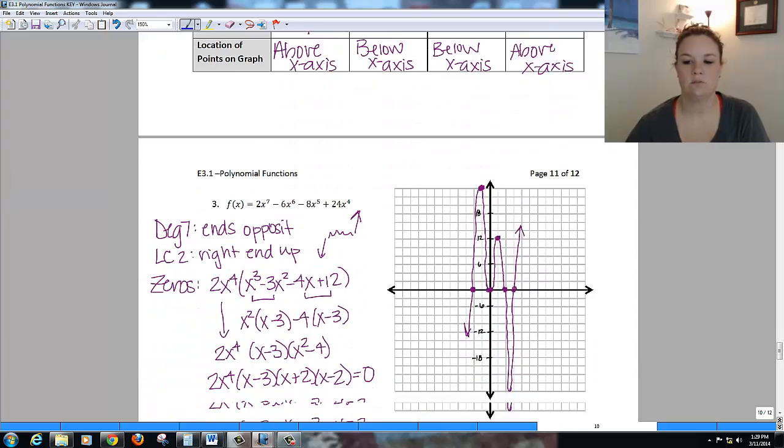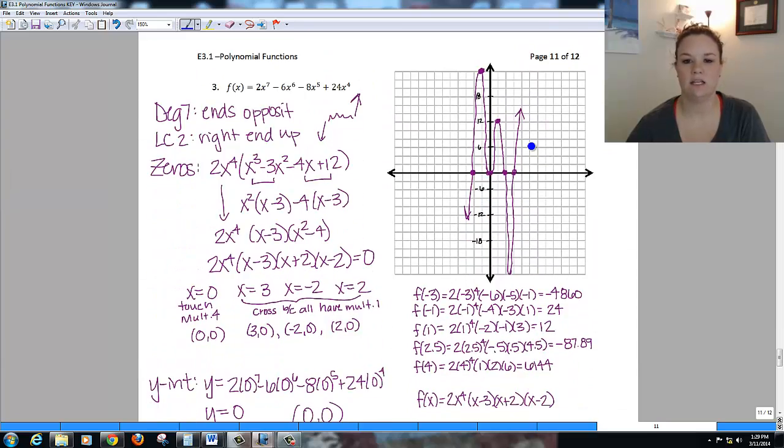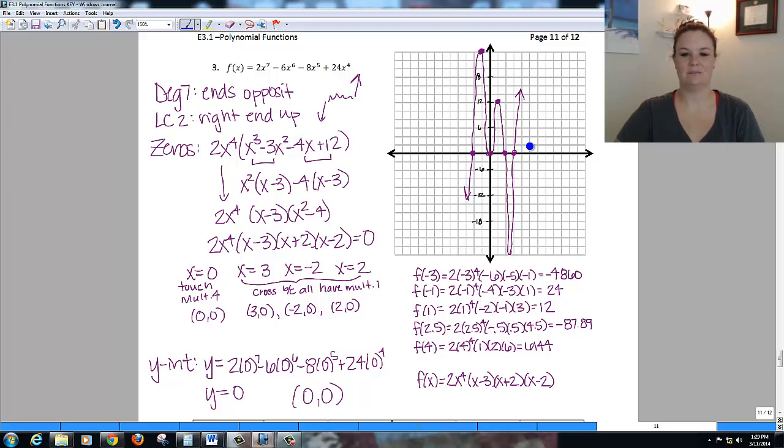The last one was kind of ugly, right? I can see that it's a degree 7, which means my ends go opposite directions. Since my leading coefficient is 2, that means the right side goes up. So if the right side's going up, my picture should look something like this. Okay, I don't really know what's going on in the middle, so I go ahead and factor.